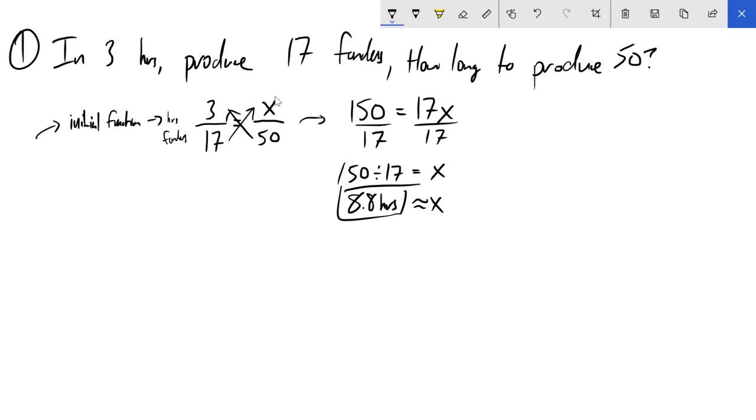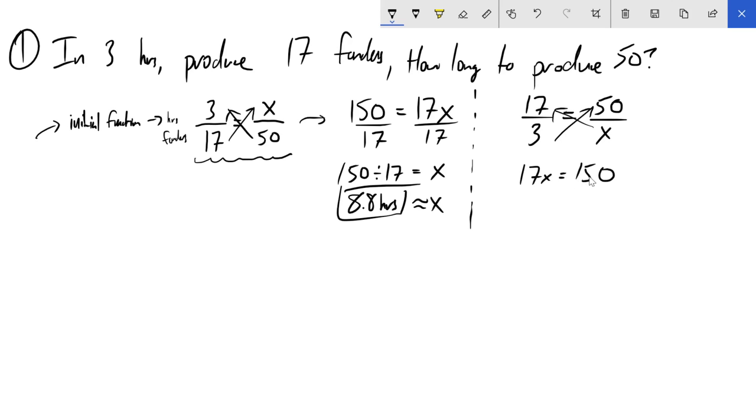Is this the only way it could have been set up? It's not. Did anybody else do it the flip side? Yeah, some people may have done it the opposite. Because if you set up your initial fraction, you can set up the first fraction 17 to 3, putting fenders on top and hours on bottom. It's totally fine. You just need to make sure that your other fraction matches. So if fenders are on top in the first fraction, they should be on top in the second fraction. Because then when you cross multiply, you're going to end up with the exact same equation.